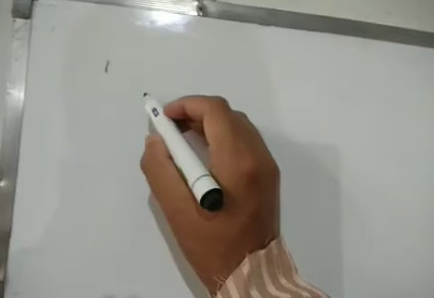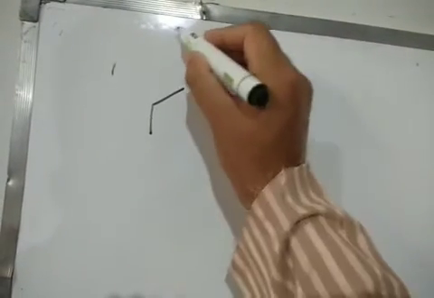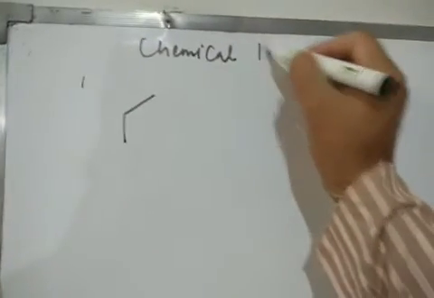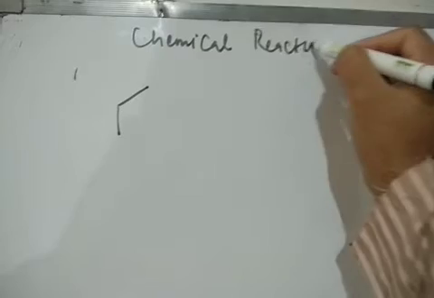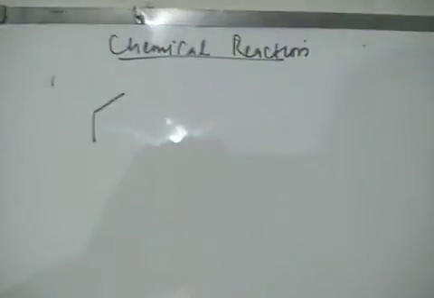So now we'll go to the chemical reactions involved in the bakelite formation. We will not go too deep into this. So what we do is we take our phenol. The chemical reaction that is involved in the bakelite formation.